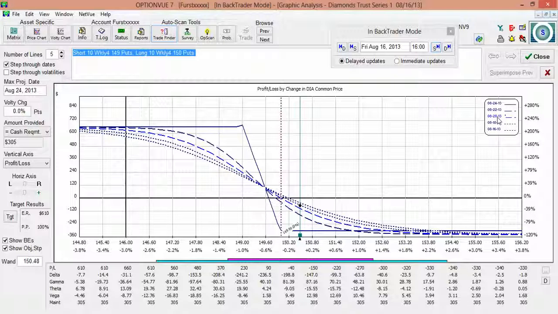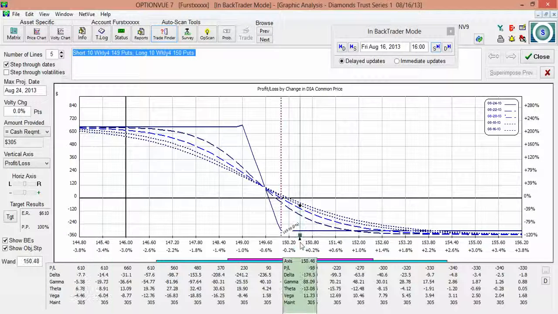Based on OptionVue's analysis, on August 20th, which would be Monday, if we were to move quickly down to 149, this trade cost me $300. Not a very expensive trade. I would potentially pull in $230 if we drop to 149 on Monday. At 145, if we were to drop all the way down there, we would pull in about $600. And that's actually where the trade maxes out.